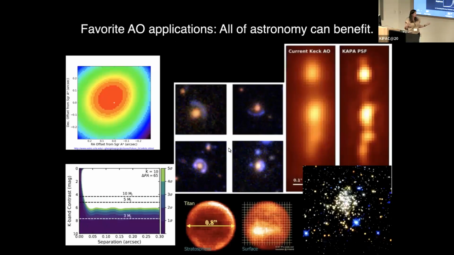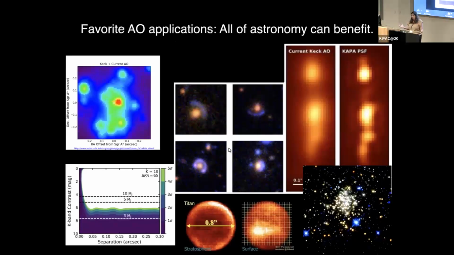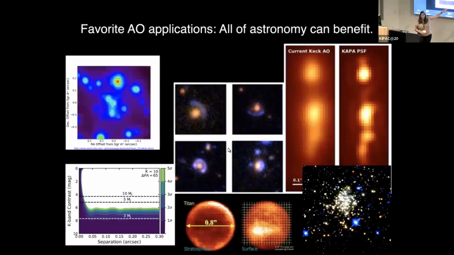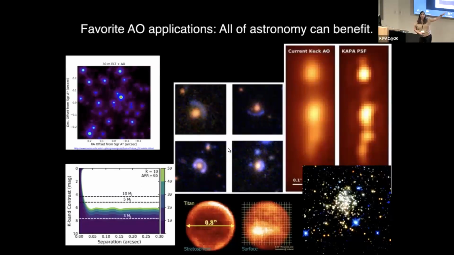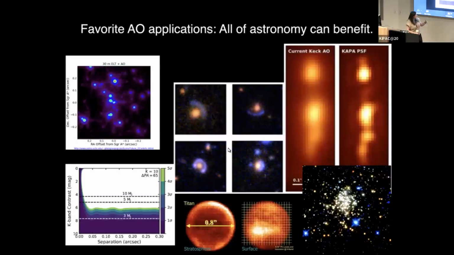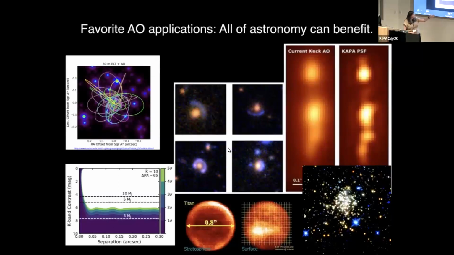But AO applications run the entire gamut of all astronomy. We're talking about galactic centers. We're talking about strong gravitational lensing for cosmology. We're talking about galaxy evolution. We're talking about solar system science, stellar physics, and exoplanets. You name the field, and adaptive optics has made a contribution.